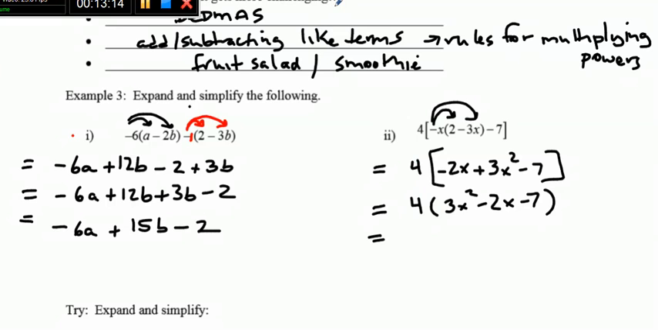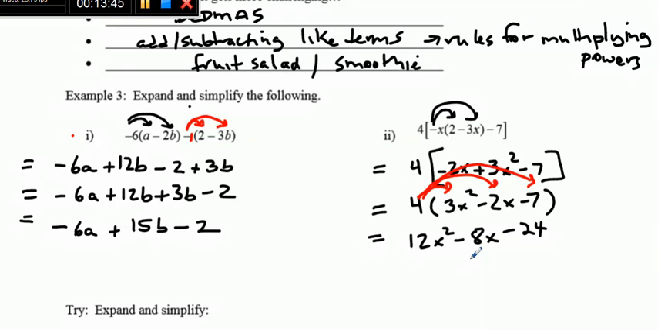Now I'm going to do my distributive law with my 4. I'm not finished. Simplified means no brackets. So this time I'm multiplying 4 by everything inside the brackets, the 3 terms. So I'm going to end up with 4 times 3, which is 12x squared minus 8x minus 24. No like terms here, and we are finished.